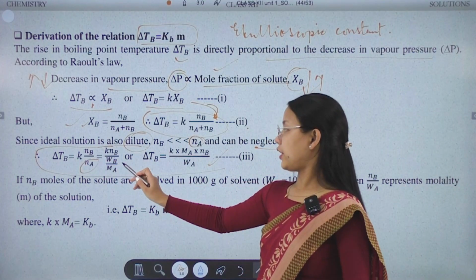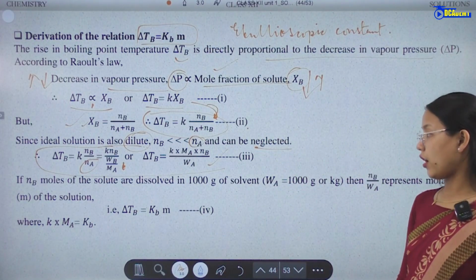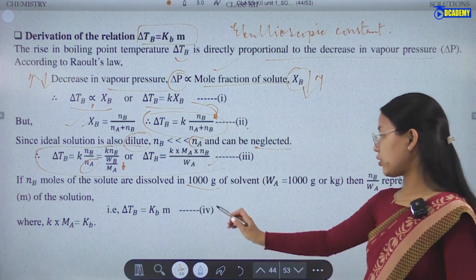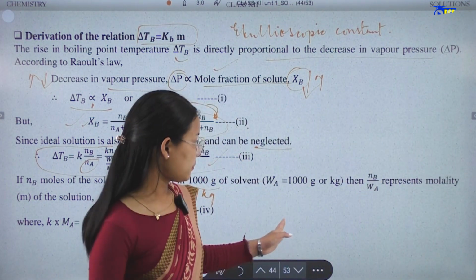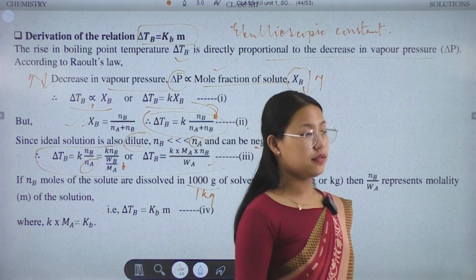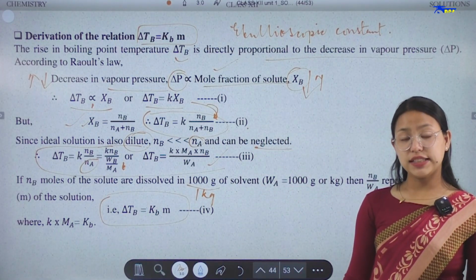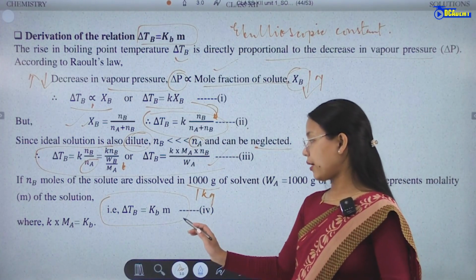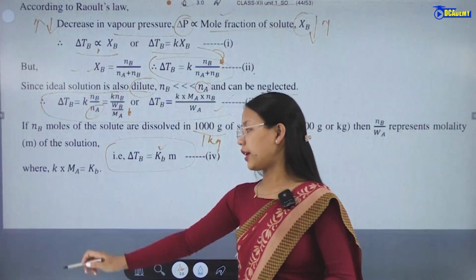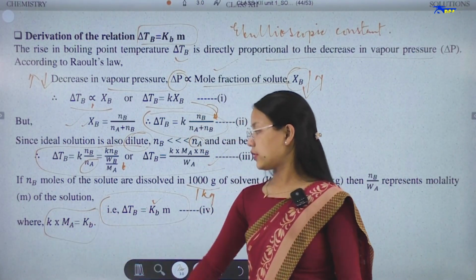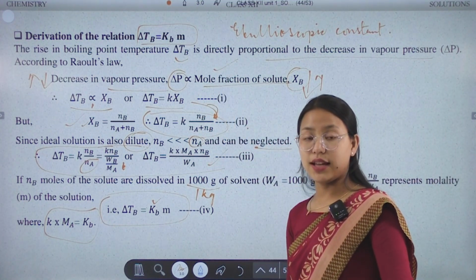If NB is the moles of solute dissolved in 1 kg of solvent, it represents the molality concentration. Molality is per kg, whereas molarity is per liter. So K into MA becomes KB, and this is the derivation for delta TB equal to KB into m.